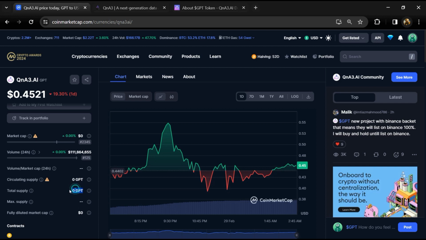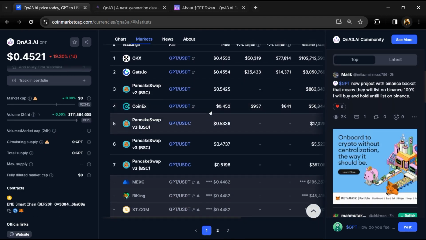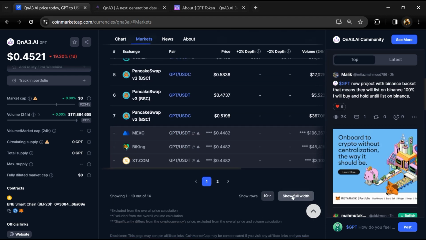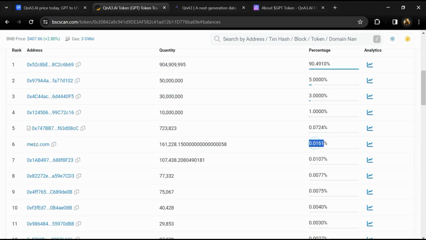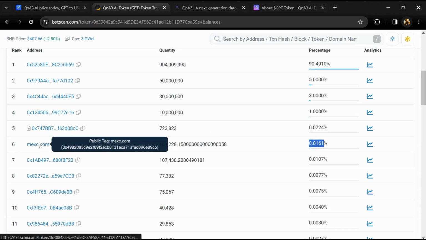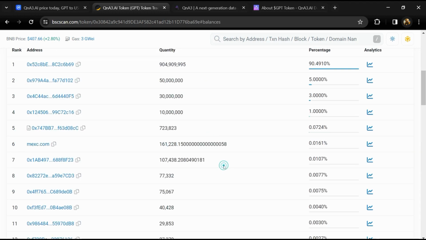QnA3.AI token total supply is not showing yet, and circulating supply is also not showing yet. QnA3.AI token is listed on popular exchanges like OKX, K.io, CoinEX, and other exchanges. 0.015% GBT token is available on MEXC exchange.